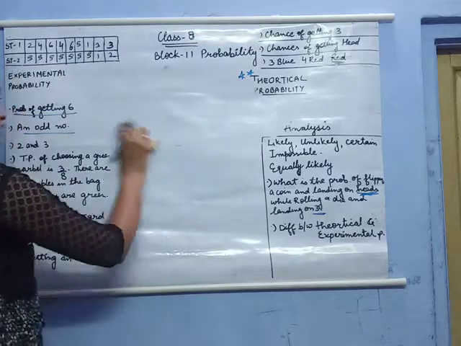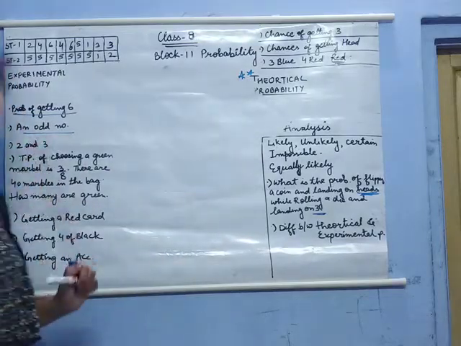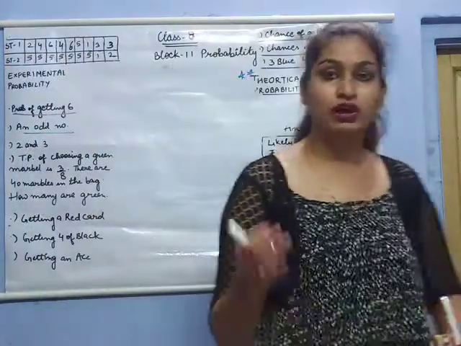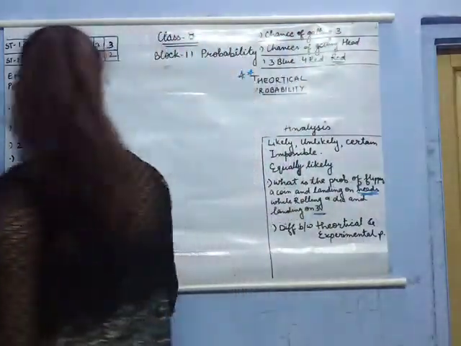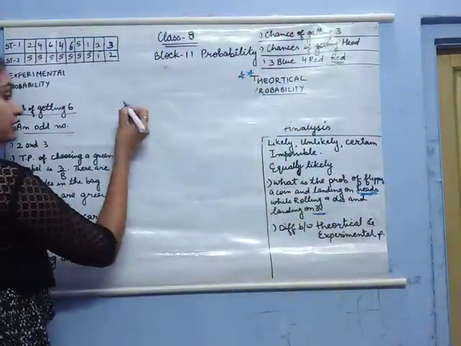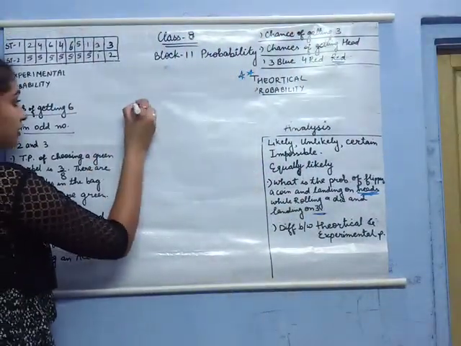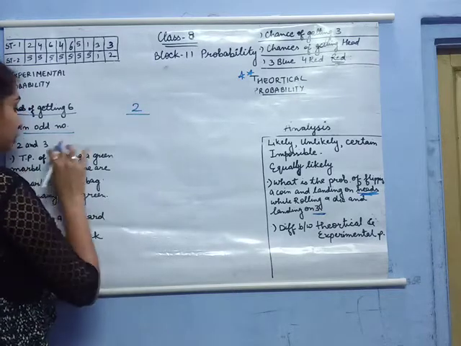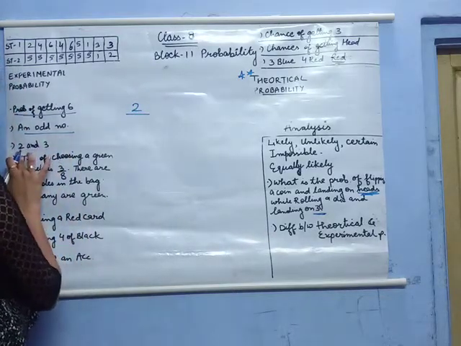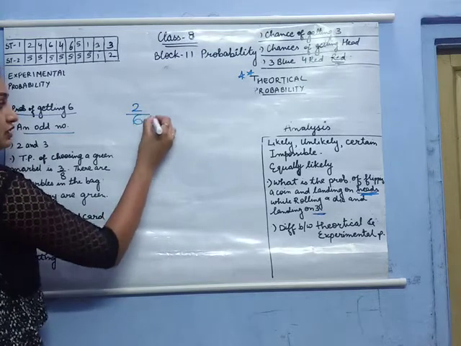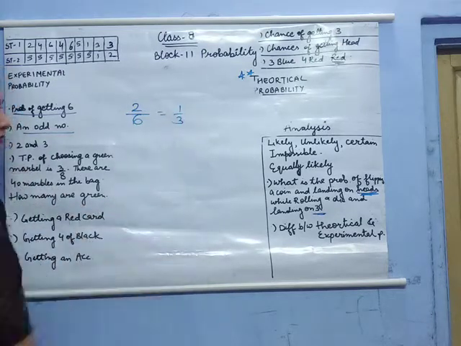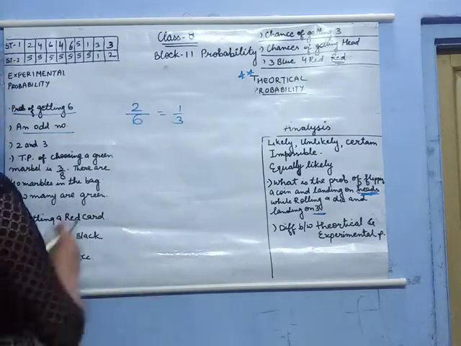Now, getting 2 and 3 together. Like getting 2 and 3. And means what? Either 2 or 3, right? Then we can say the favorable outcomes are 2 and 3, and total outcomes are 6. So it will be 1 by 3. The probability will be 1 by 3.